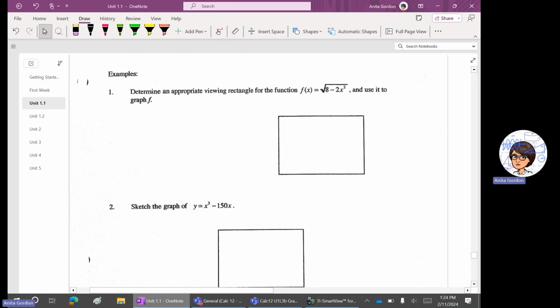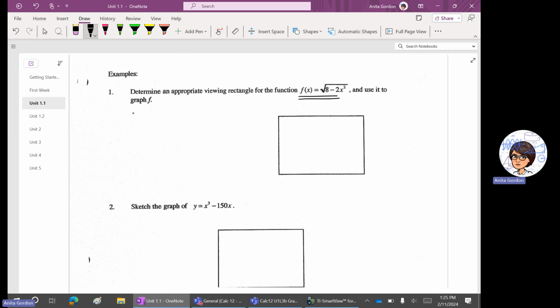Examples. So we're going to be given some functions and we are going to be required to find the domain and range so that we can choose an appropriate viewing rectangle in order to see the key points of our function. We are given that this is the original function. Now we know that there are going to be some restrictions here on x because we have a root and we see that it's 8 minus 2x squared.